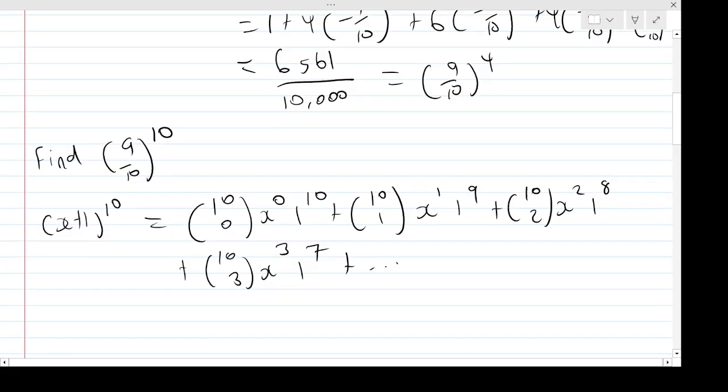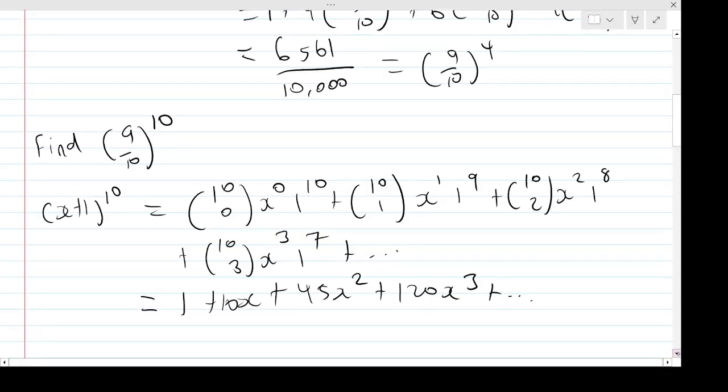What I can then do is this: 10 choose 0 is 1, x to the 0 is 1, 1 to the 10 is 1, so we get 1 first. Then 10 choose 1 is 10, so we get 10x. Then 10 choose 2 is 45, so 45x squared. Then 10 choose 3 is 120, so 120x cubed, and there'll be more terms after, but I'm not particularly bothered.